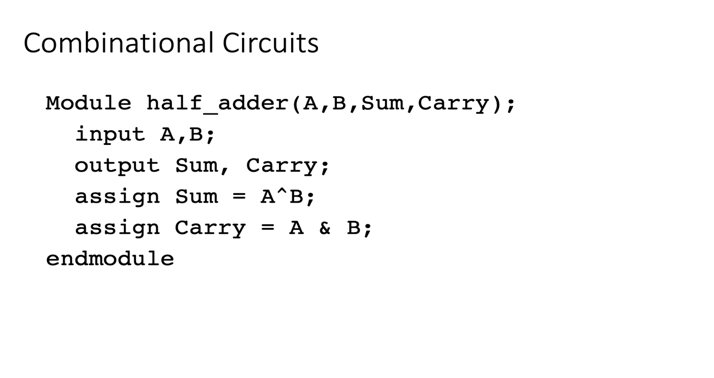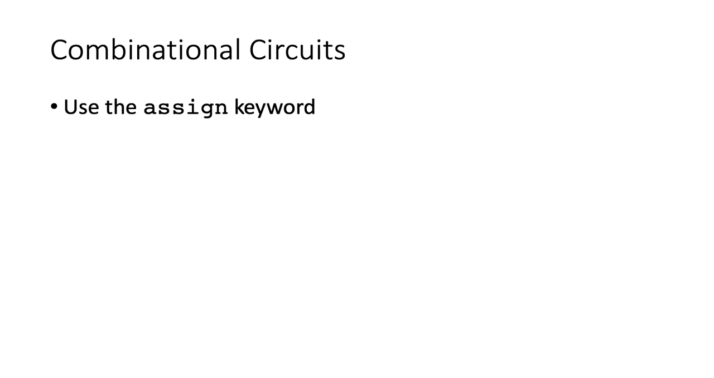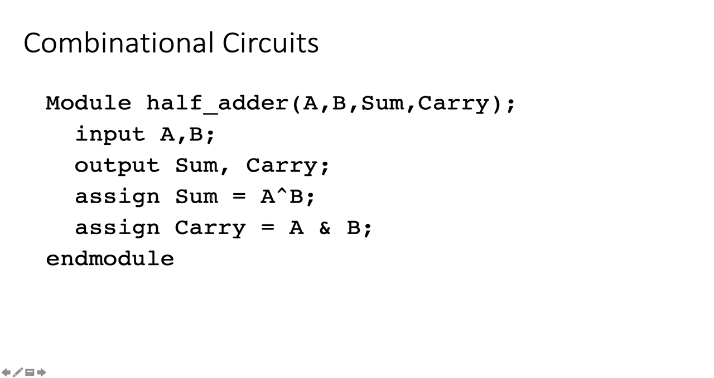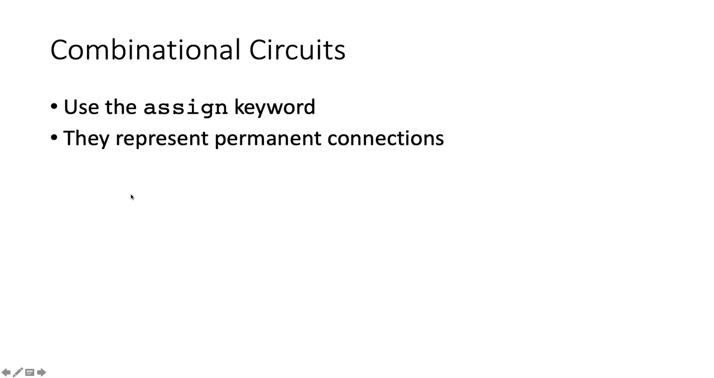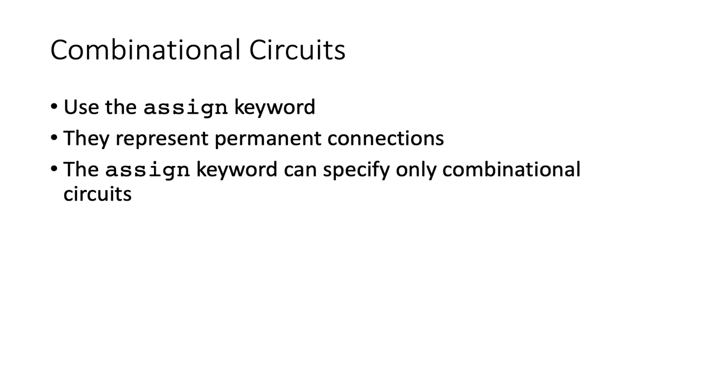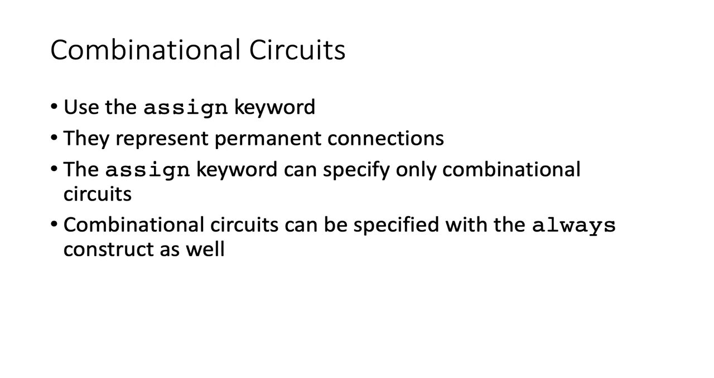All right. So, we can use the assign keyword to assign values to our parameters. In this case, we had sum and we had carry. And these can represent a permanent connection, as if you have connected these two signals together physically. Okay, in sort of a circuit. The assign keyword can also specify only combinational circuits, okay? So let's see what the always construct means here.